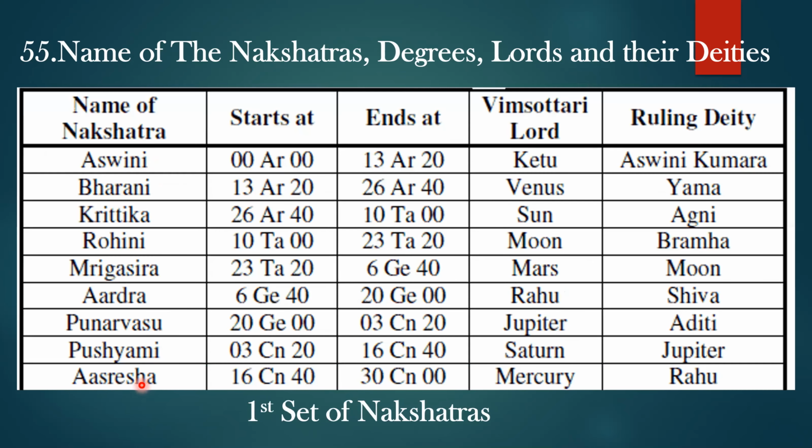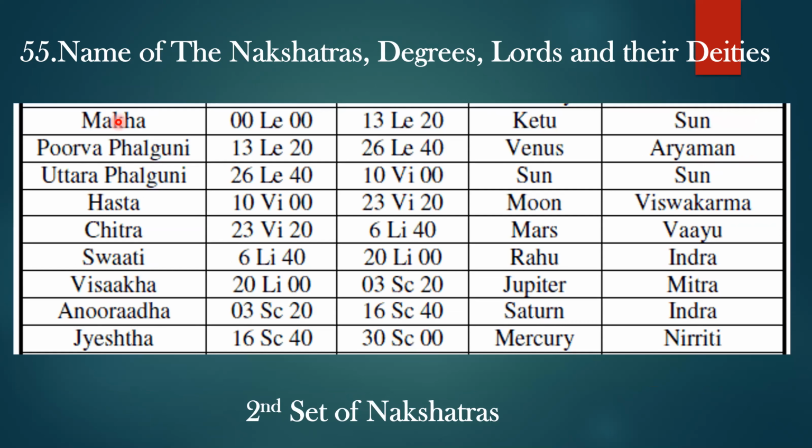Okay. Ashwini, Bharani, through Ashlesha, it's finishing. There is no link between Ashlesha and Magha, so it goes again. After Jyeshtha, Jyeshtha falls in Scorpio. From Scorpio to Sagittarius, there is no link through the nakshatras. So that's why it's the second set, again the 9 nakshatras. So Magha till Jyeshtha, which is Scorpio, is the second set. If you count this, it's 9 nakshatras. After Jyeshtha, there is no link to the next nakshatra.